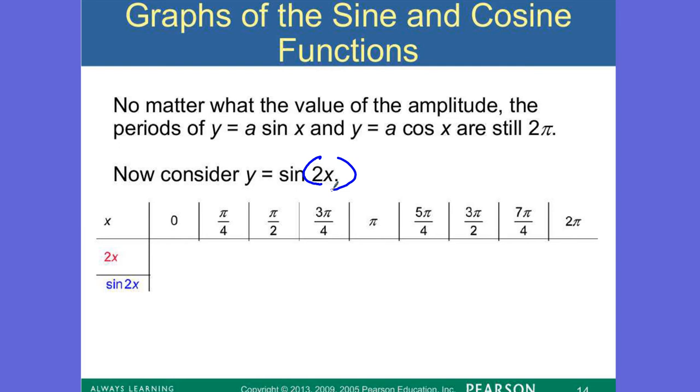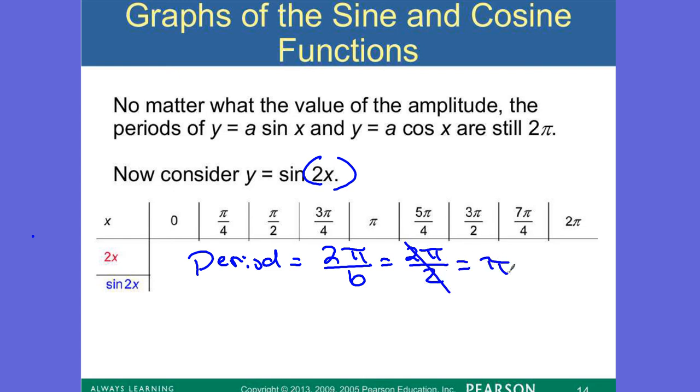Okay? So now there's a formula for this all the time. My formula for period is going to be 2 pi divided by b. My b is this number right here, the number in front of my variable. That is my coefficient. Okay? So in this case, it's going to be 2, right? So it's going to be 2 pi over 2, which gives me just pi. So pi is going to be my period.